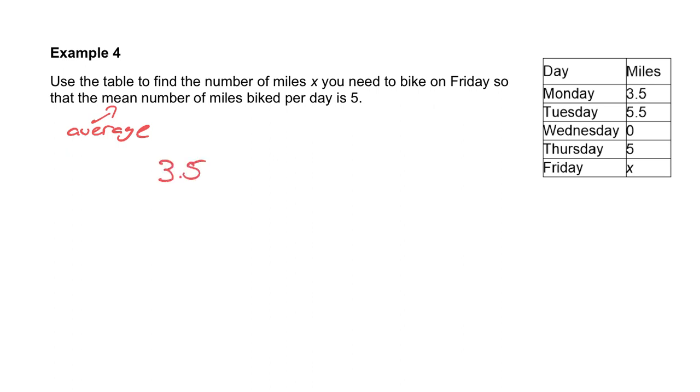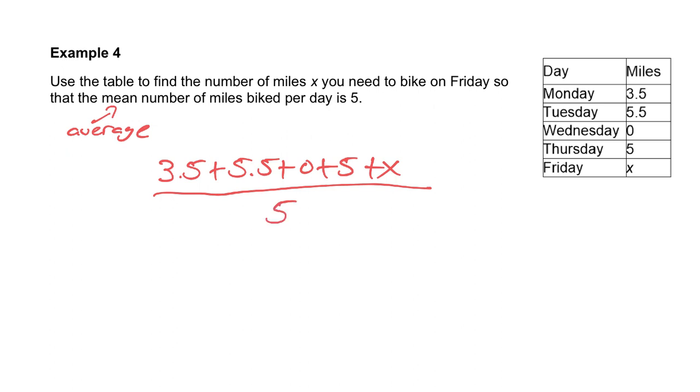So 3.5 plus 5.5 plus 0 plus 5 plus x, and divide it by how many data points? Well, we had 5 days, so there's 5 points. And they want this to equal 5. So let's first go ahead and simplify the left-hand side. Let's add up all those numbers together. 3.5 plus 5.5 is 9, plus 0 is 9, plus 5 is 14. So we really have 14 plus x over 5 equals 5.